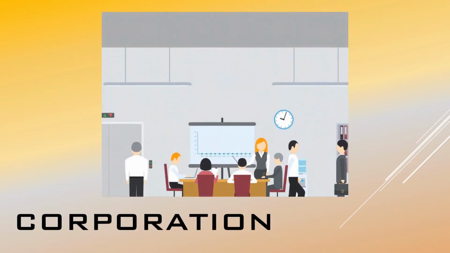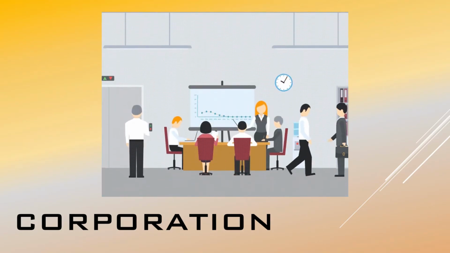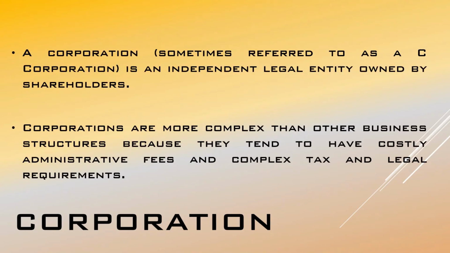Another type of business structure is the corporation. A corporation is an independent legal entity owned by shareholders. This means that the corporation itself, not the shareholders who own it, is held legally liable for the actions and debts the business incurs. Corporations are more complex than other business structures because they tend to have costly administrative fees and complex tax and legal requirements. Because of these issues, corporations are generally suggested for established, larger companies with multiple employees.